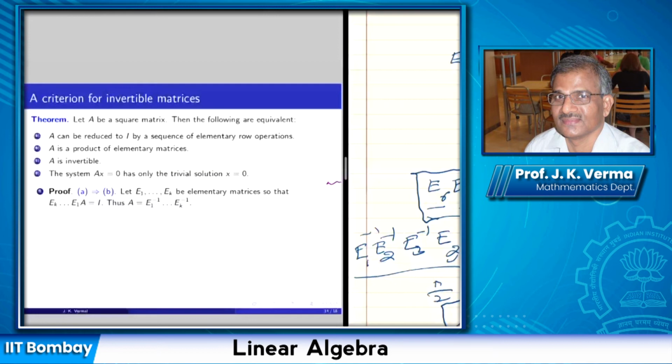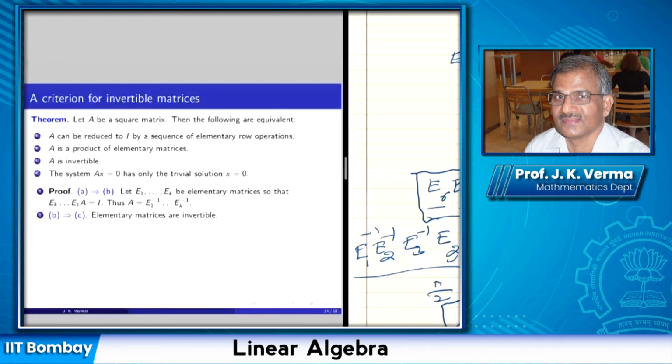Now, once A is a product of elementary matrices, then it is invertible, because we showed that the product of invertible matrices is invertible. Therefore, A is invertible. Then C implies D. If A is invertible and AX equals 0, I just multiply by A inverse, and this is equal to 0. Therefore X must be 0, because this is identity. So AX equal to 0 will have only a trivial solution. So C implies D. That is all right.